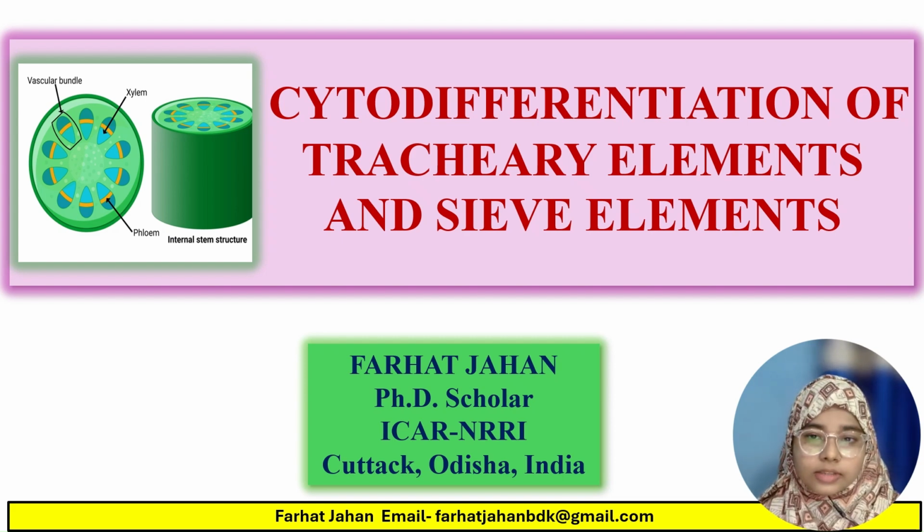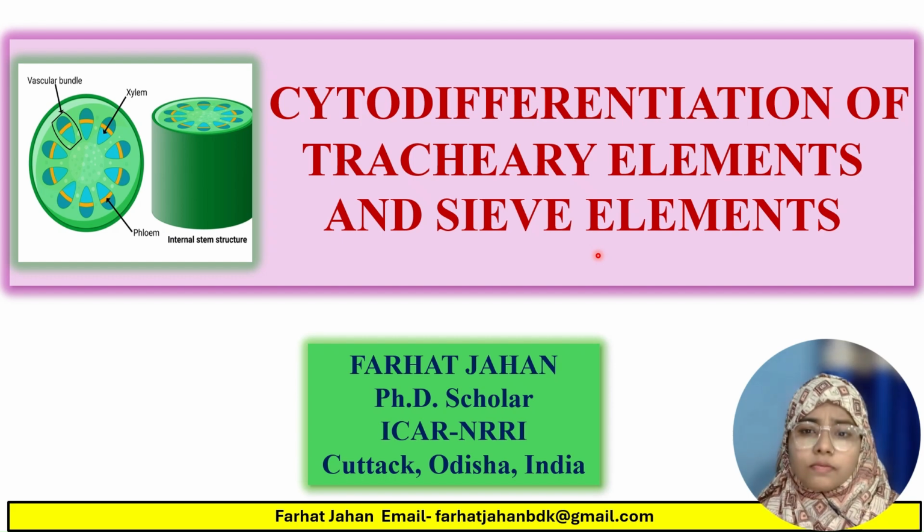Let's start with the term cytodifferentiation. So the term cyto means cell, and differentiation refers to the process by which general or unspecialized cells become specialized. So cytodifferentiation altogether means the transformation of an unspecialized cell into a specific functionally active cell. Before we understand how cells differentiate into tracheary or sieve elements, let's revise the basics of what a cell is.